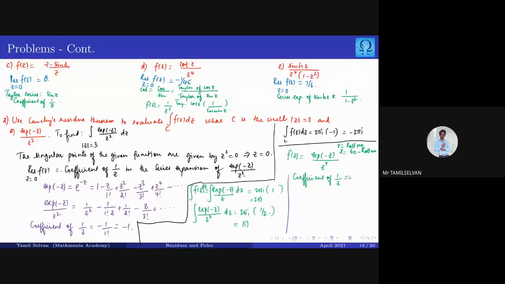In general, the term is minus 1 power r. So the coefficient will be minus 1 power r minus 1, 1 by r minus 1 factorial. Class, did you understand how we get this? Yes, sir.